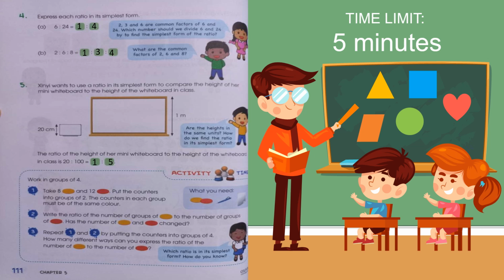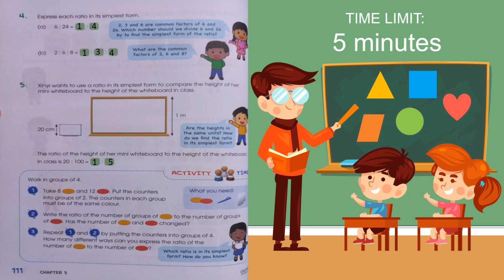In example 4, we have to express each ratio in its simplest form. In part A, we have 6:24. Here we have to divide this ratio by a common factor, which is 6. By dividing 6 by 6, we have 1, and by dividing 24 by 6, we have 4. Now in part B, we have the ratio 2:6:8, and here the common factor is 2. So 2 divided by 2 is 1, 6 divided by 2 is 3, and 8 divided by 2 is 4. So we have 1:3:4 in its simplest form.